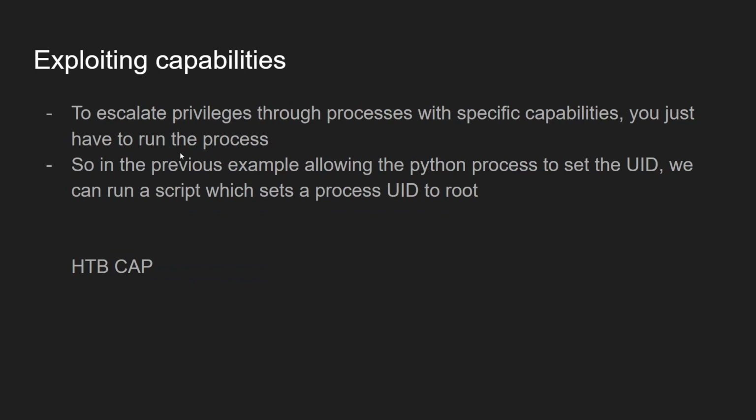So exploiting capabilities. To escalate privileges through processes with specific capabilities, you just have to run the process. As you saw in the last one, you would find a process with, let's say, EP, so it can do everything, and then you'd run the process, and essentially you've got root. In the previous example, the Python process set the UID, then ran a script which set the process's UID to root, spawning a shell. From that, we've got root.